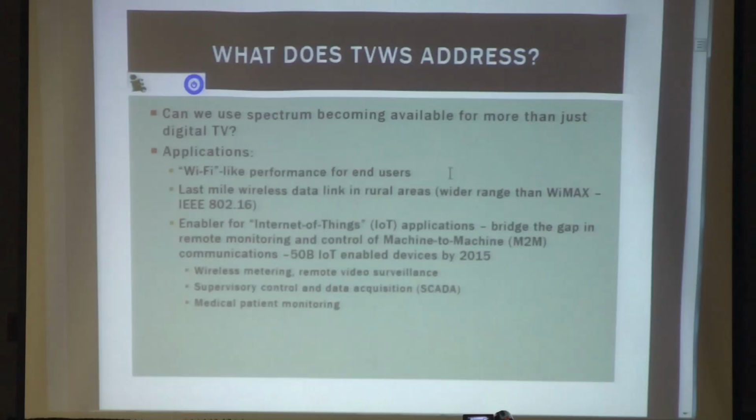And to have very high data rates over the entire region. So that's one thing that TV white space can address. Another thing it can address is the last mile wireless link in rural area networks, namely because it has a wider range than just wireless.